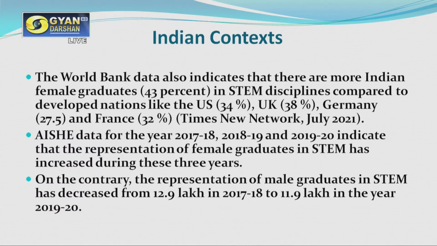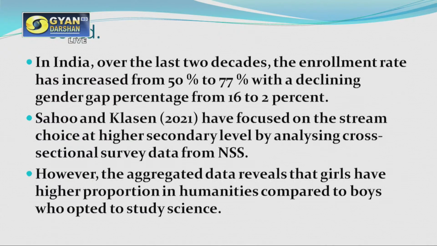AISHE report data for the years 2017, 18, 19, 20 indicate that the representation of female graduates in STEM has increased during these 3 years in India. On the contrary, the representation of male graduates in STEM field has decreased from 12.9 lakh in 2017-18 to 11.9 lakh in the year 2019-20.